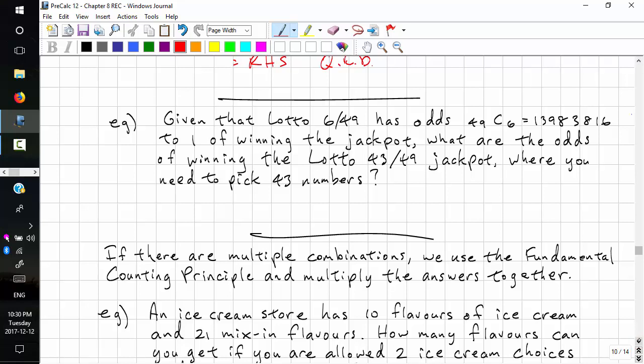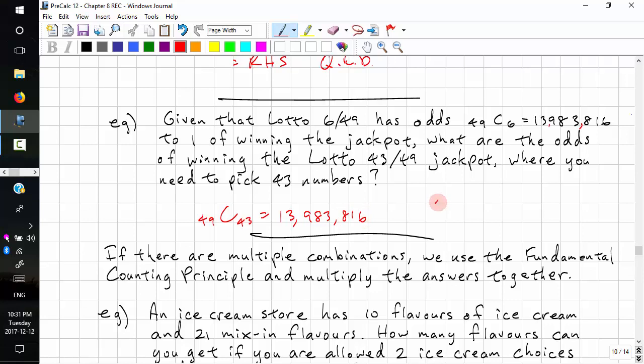Okay, given that Lotto 6/49 has odds of 49 choose 6, this is approximately 14 million to 1 of winning the jackpot. What are the odds of winning Lotto 43/49, where you pick 43 numbers? Now, it doesn't look like the odds are going to be the same, but we know better. 49 choose 43 equals the same number, 13,983,816, using the property that we just proved.